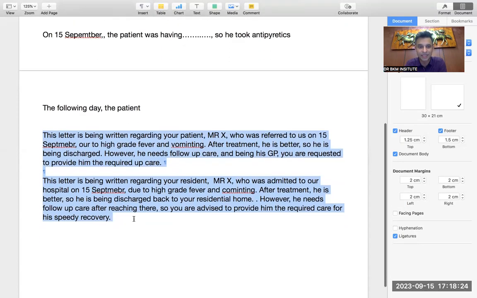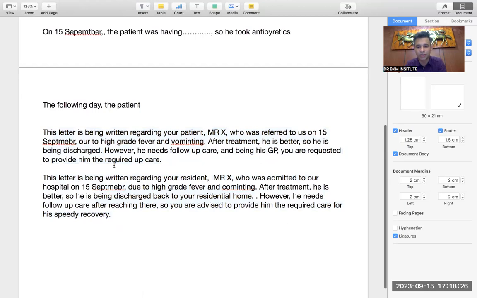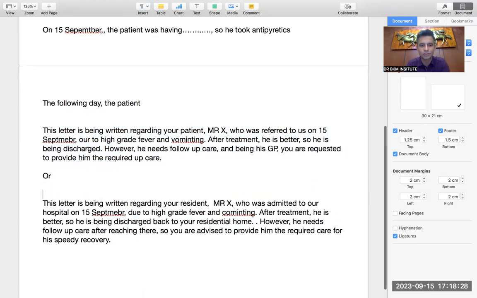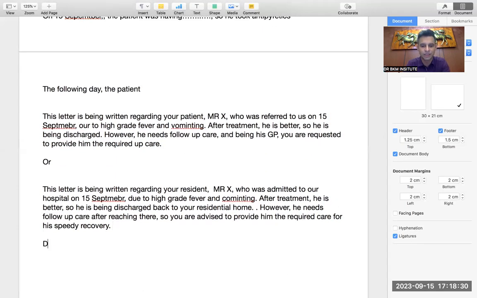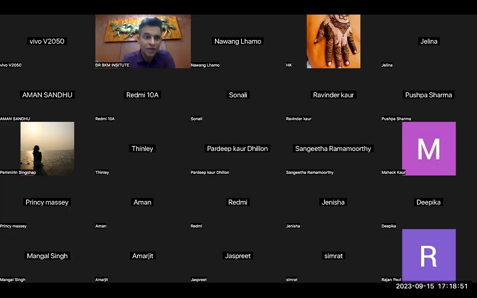So the second paragraph in both kinds of letter will not be social history and medical history. It would be during hospitalization. That is the difference. And there would be 4 paragraphs: either 2 paragraphs of during hospitalization or 2 paragraphs of discharge plan, according to the demand of the letter. So in OET, you write 4 paragraphs.